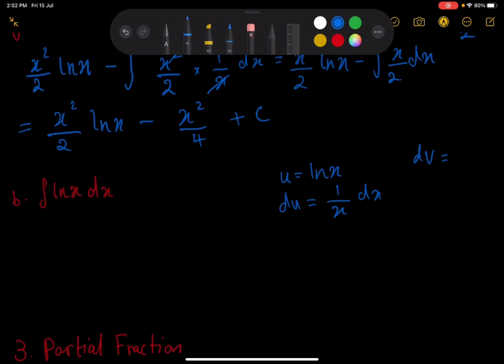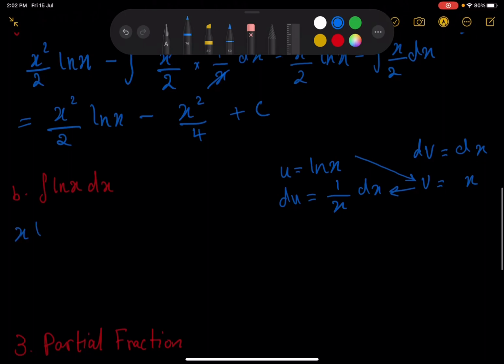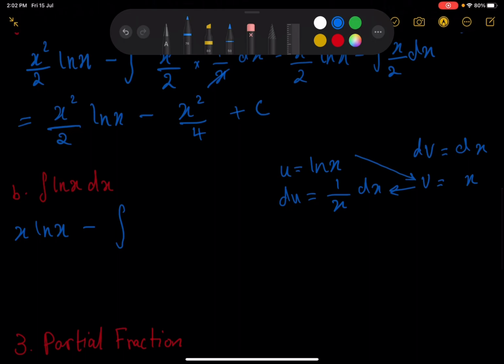And I'm going to say that dv will equal dx. So v equals x. And we use the arrows again. So uv will be x ln x minus integration of v du, which is x dx over x. And those will go together. Then again x ln x minus integration of dx, which is x ln x minus x plus c.